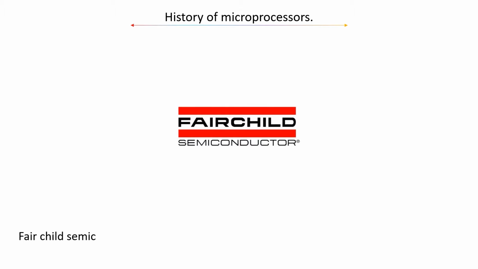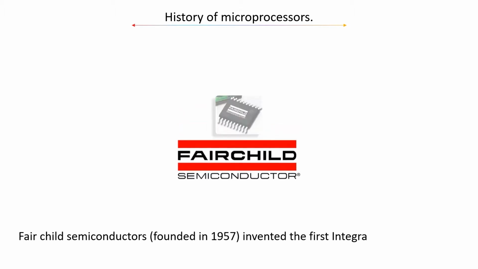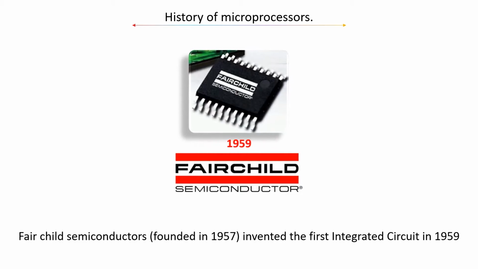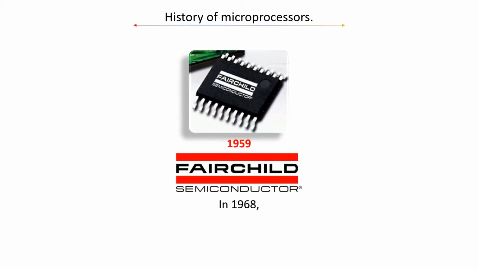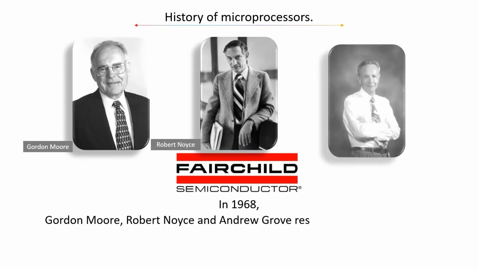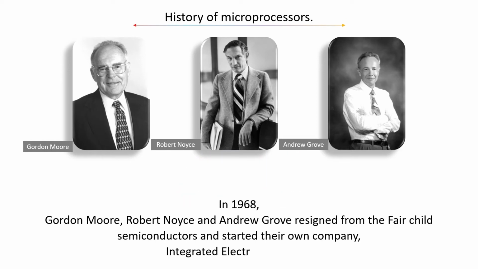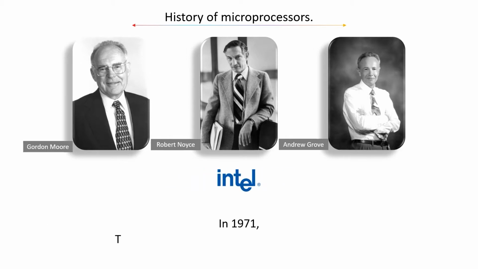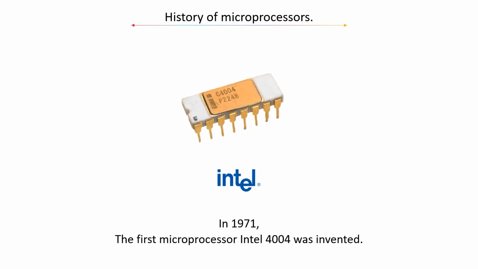Fairchild Semiconductors, founded in 1957, invented the first integrated circuit in 1959 that marked microprocessor history. In 1968, Gordon Moore, Robert Noyce, and Andrew Grove resigned from Fairchild Semiconductors and started their own company, Integrated Electronics, which was Intel. In 1971, the first microprocessor, Intel 4004, was invented.